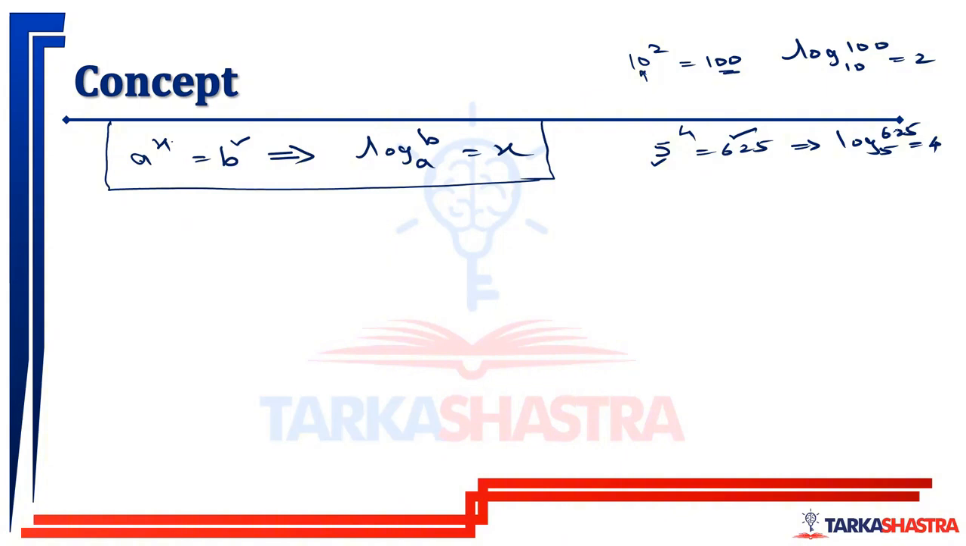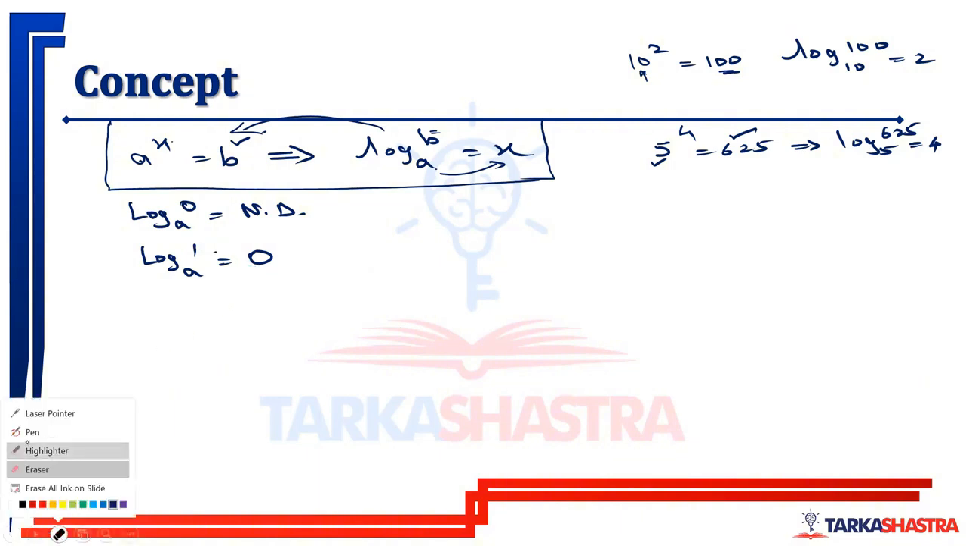This is what they are checking. Now, log of 0 to the base a is not defined. Correct? Log of 1 to the base a is 0. Why? Because if I reverse the formula, what I have, a to the power x is equal to b, right? So a to the power 0 is equal to 1. So anything raised to 0 is equal to 1 only, no? Yes or no? Anything raised to 0 is nothing but 1. Okay, so log of 1 to the base a is equal to 0.